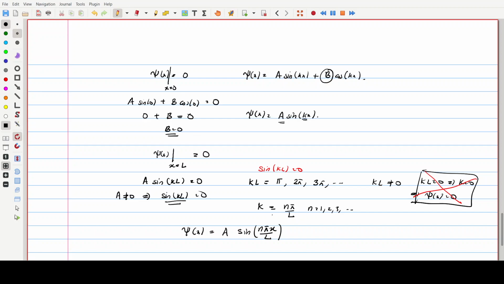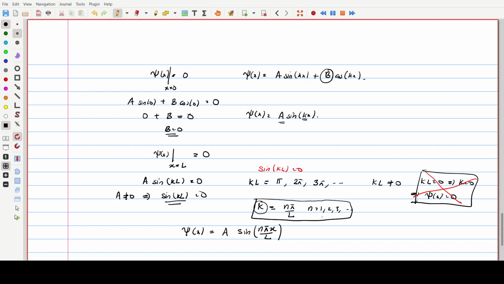Now, since we have found the value of k, it is possible to find the energy. This condition is the discreteness condition for k. So k cannot take all values. k must be multiples of pi by L. It is either pi by L or 2 pi by L or so on. It must be integer multiples of pi by L.